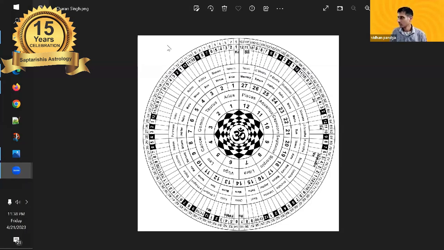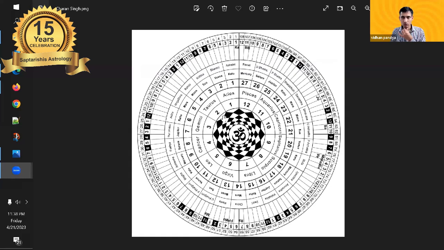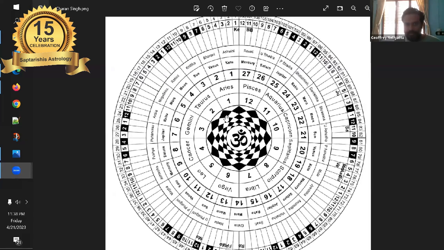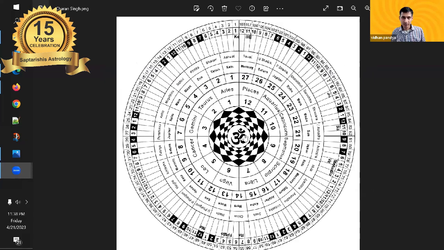So what is a circular chart? If you are able to see my screen, you'll see a screen like this. Are you all able to see the circular chart? Yes, okay, perfect. This circular chart has 7-8 layers to it.